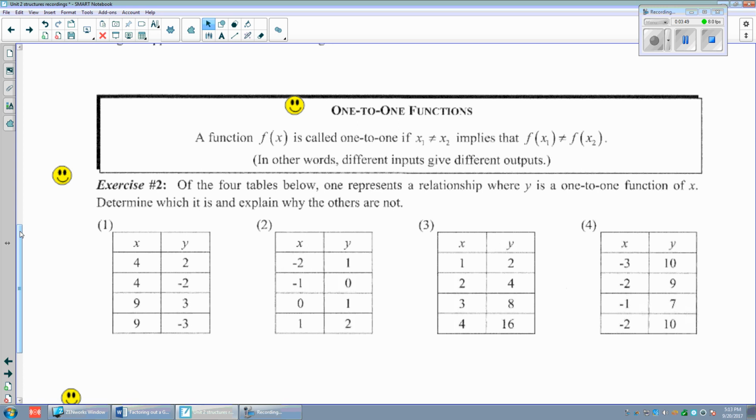Exercise 2. Of the 4 tables below, one represents a relationship where y is a one-to-one function. The others are not. Explain why they are not.